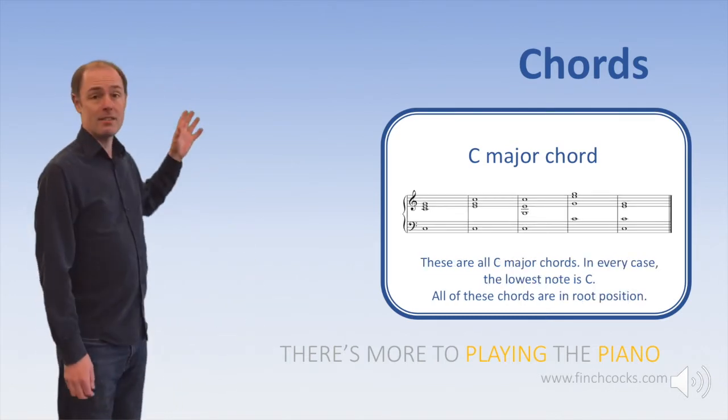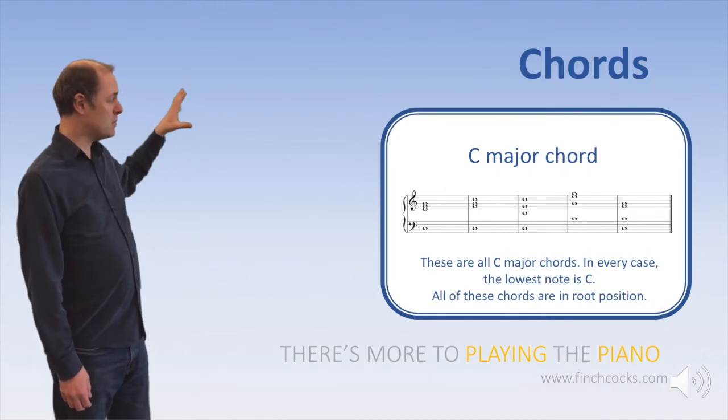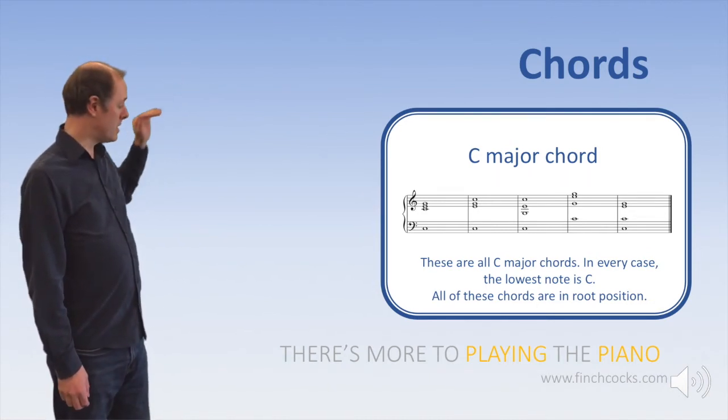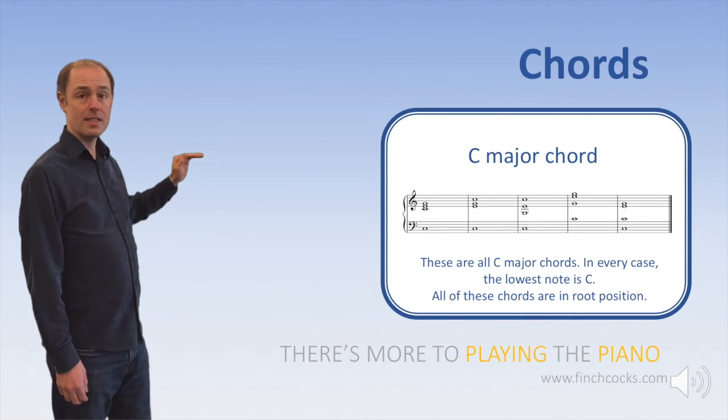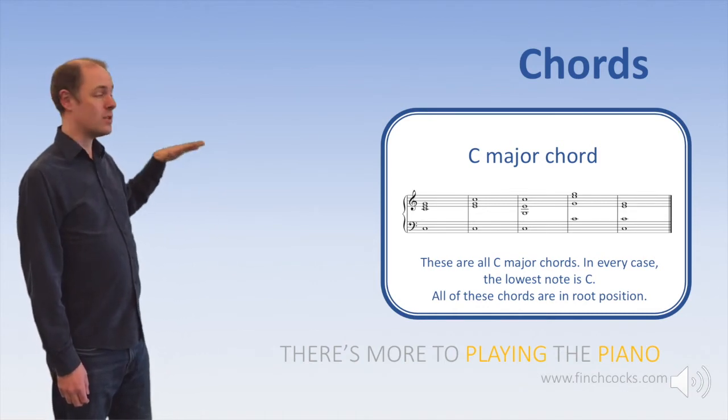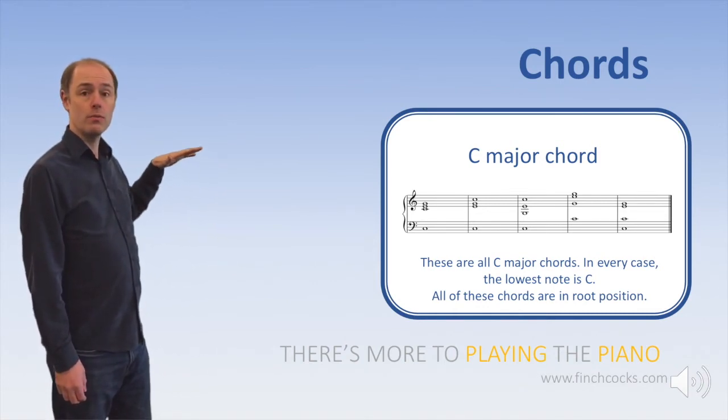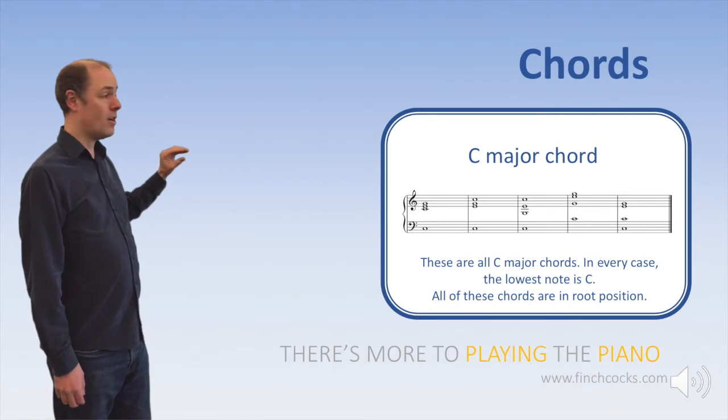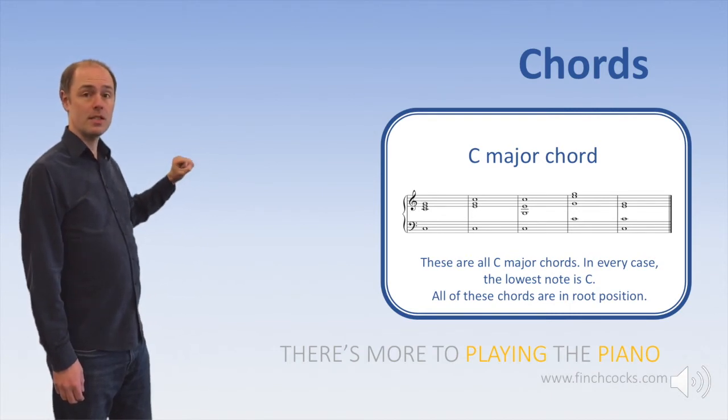Look at these particular examples. I've done all sorts of shapes in the treble clef, but in the bass clef, I've done a C. Now that means that all of these chords are in root position because the very lowest note of the texture is the only one that matters. These are C major chords in root position because the C is in the bass.